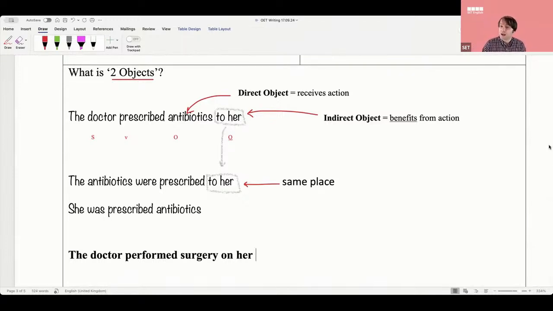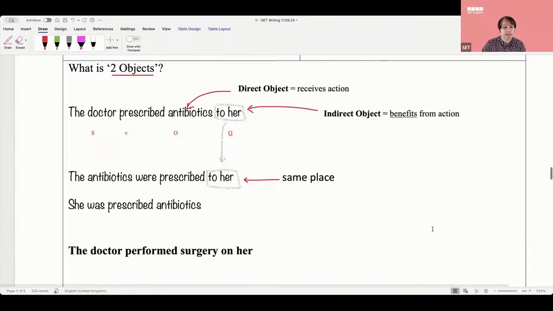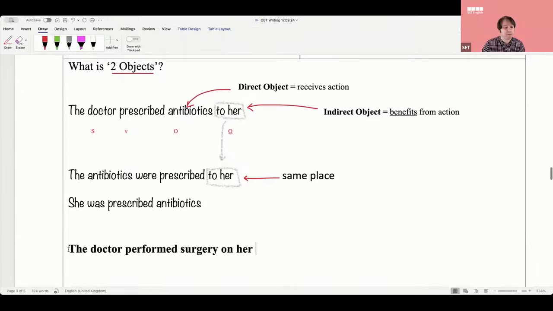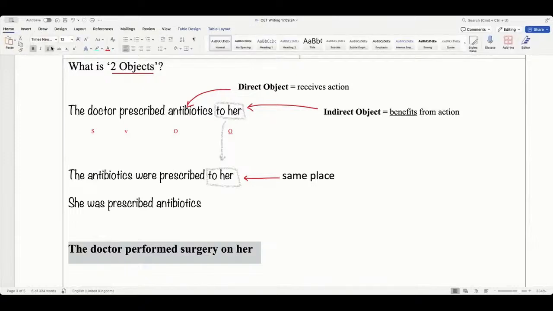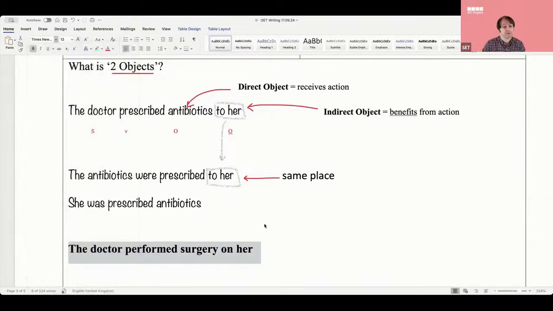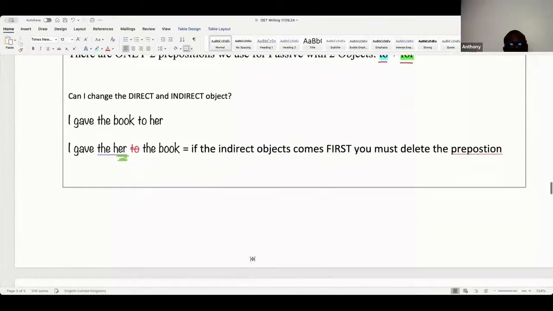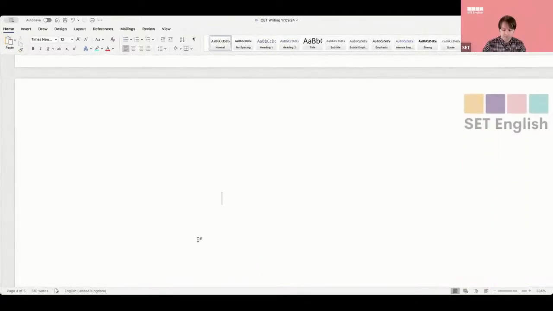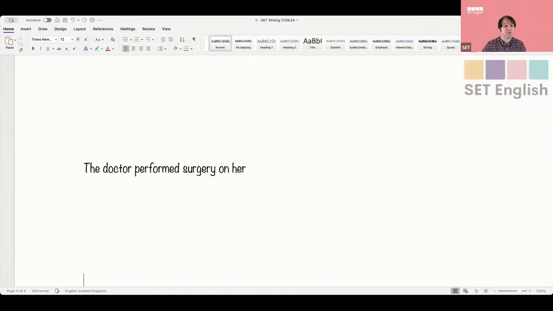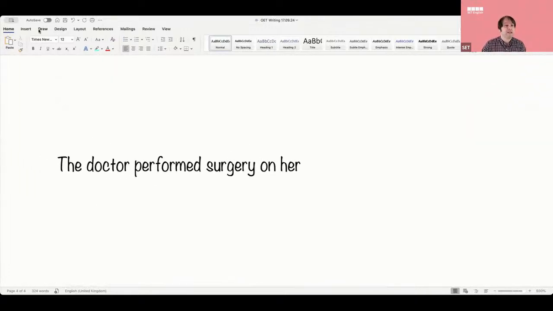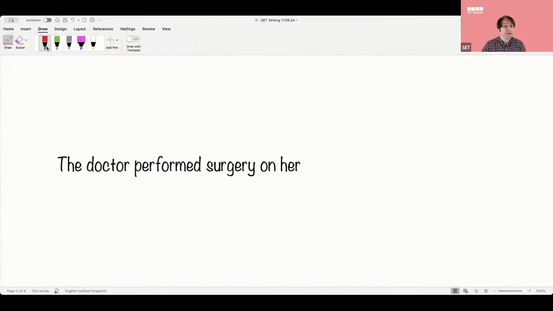Priyangi, Anna, Camelia, is this active or passive? Active. Everyone, is this active or passive? Active. This is active, okay. Now, what's the verb of this? Perform. Okay. So look at this: perform surgery, yes?